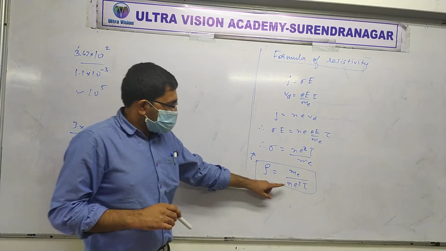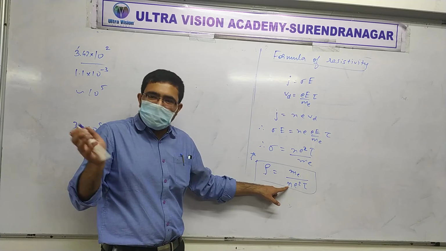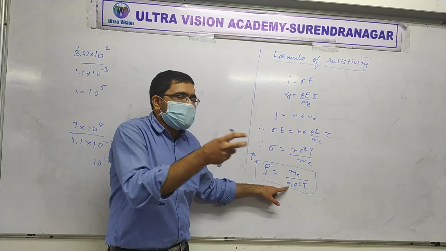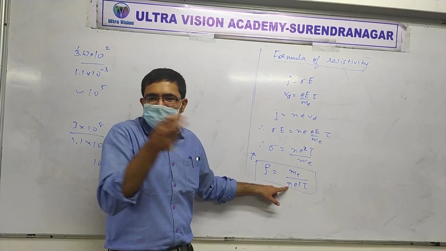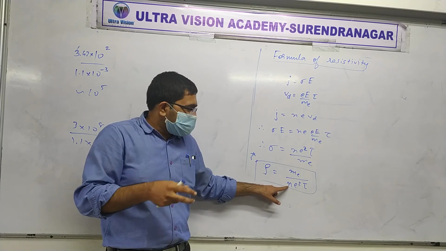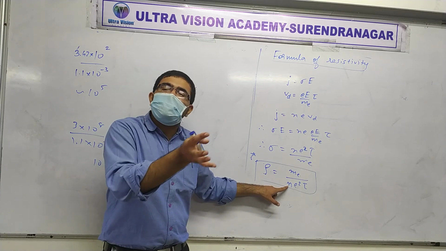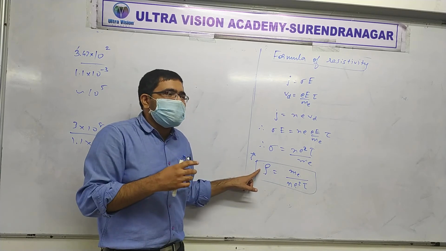Yes. So if the number density of charge carriers, the things that are transferring charge, what is transferring charge? Electron. If electrons move, then charge flows. Clear or not? So if the number density of electrons is more, then charge will flow easily. That means resistivity will be less.